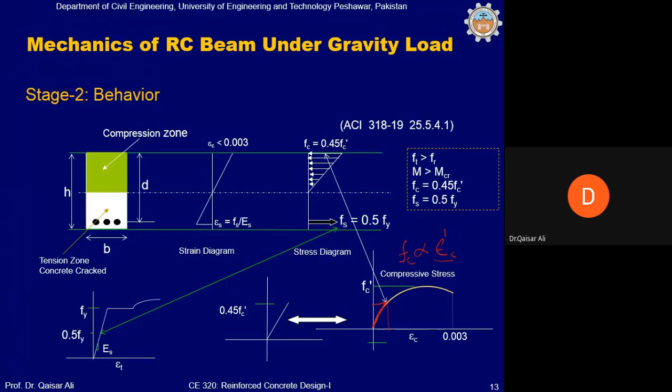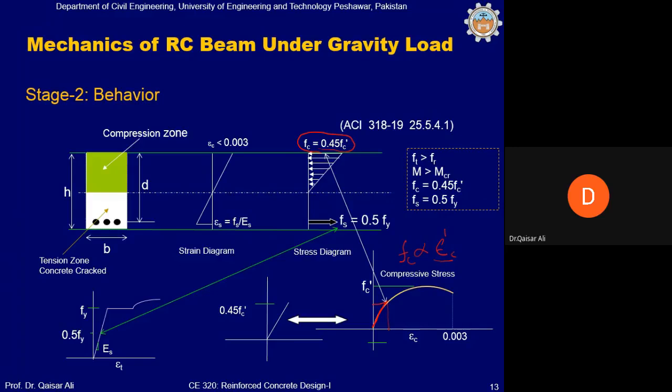Okay, this is the concrete, and the maximum stress in concrete on the compression side is 0.45 f'c. How do we know this? Actually, this is a stage. We assume that at this stage number 2, there can be a situation where fc is equal to 0.45 f'c, and we are going to discuss that stage.